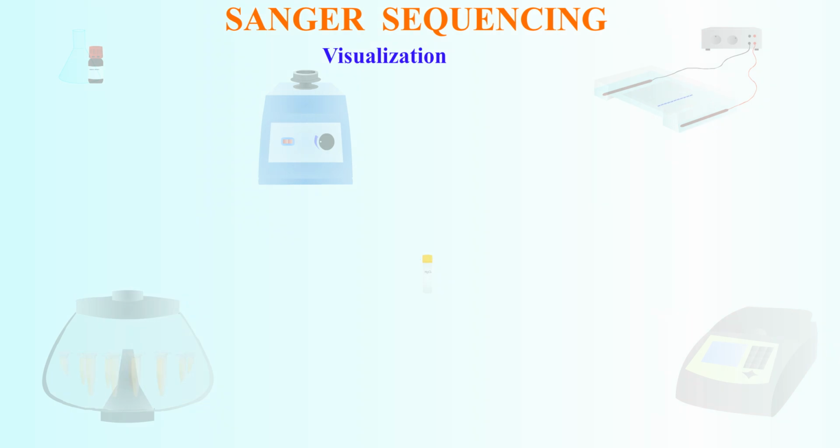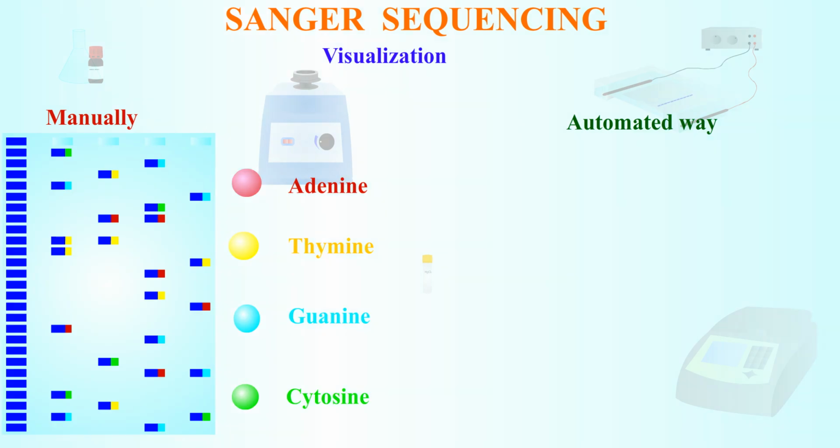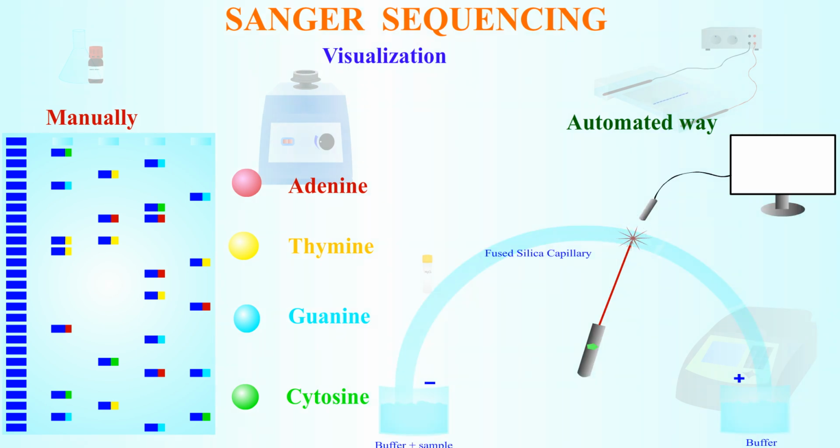The visualization of Sanger sequencing can be done in two ways, manual and automated. In the manual method, the user will read all four lanes of the gel at once, moving from bottom to top. While in automated Sanger sequencing, the computer reads each band in a capillary gel electrophoresis.